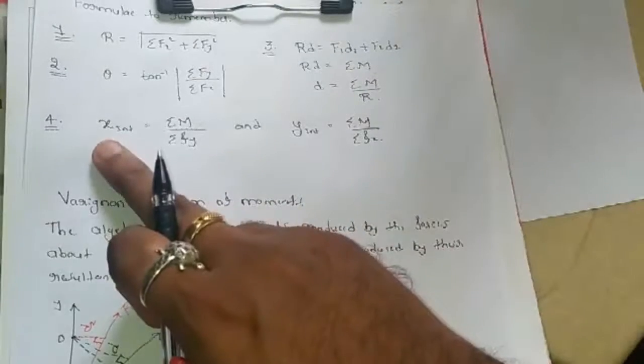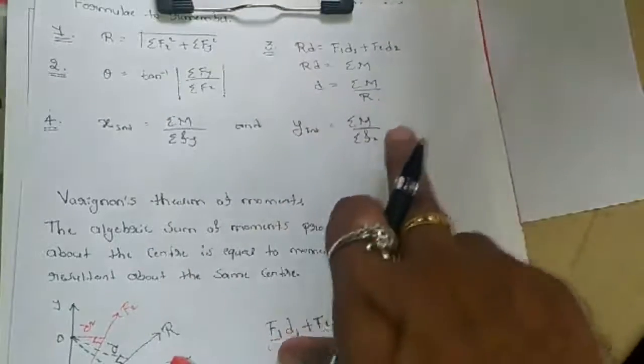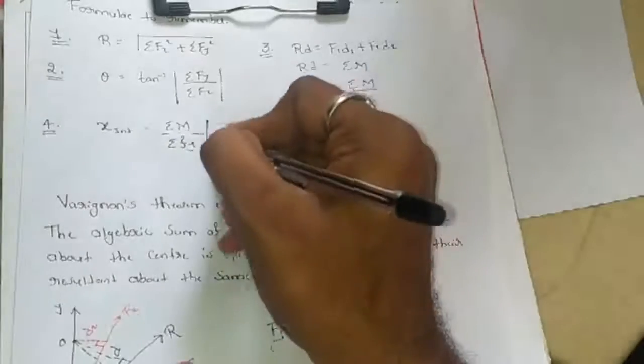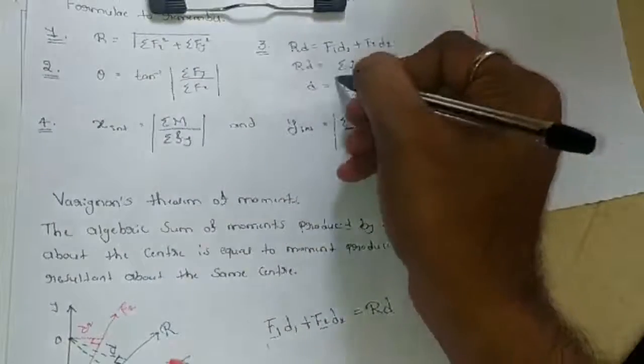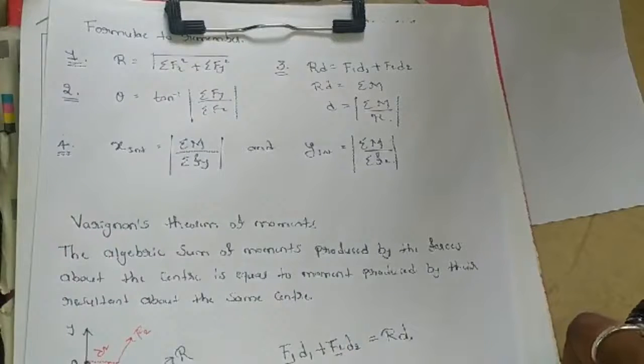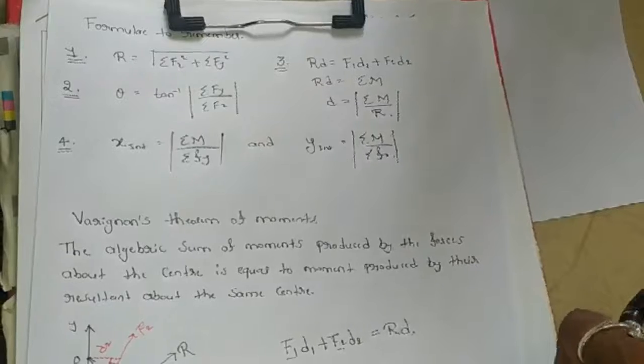Similarly, the x-intercept of the resultant is the summation of moments divided by summation Fy, and the y-intercept is the summation of moments divided by summation Fx. Here you should only consider the magnitude, don't consider the sign. So these are some formulae to remember in a non-concurrent force system. Now on this we'll try to solve some simple problems.